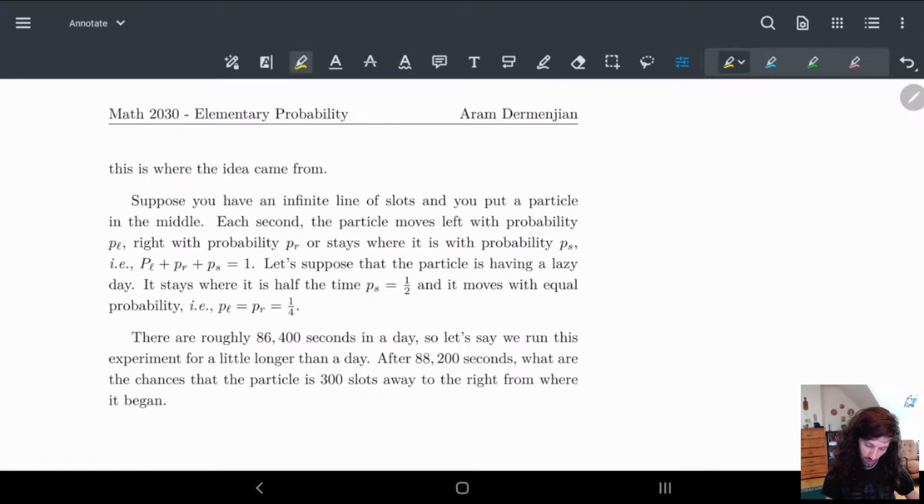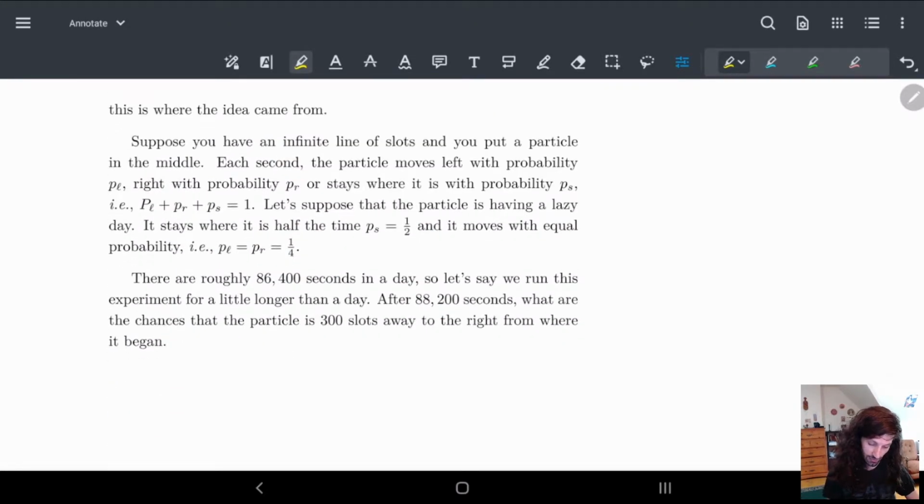And so what we do is we have an infinite line of slots. So I have spots where people can stand, and it's infinitely long. And I put a particle in the middle. Just choose wherever the middle is. It doesn't really matter. It's an infinite line, so there's technically no middle. But anyway, put a middle. And we know every second the particle moves left with probability P of L. It moves right with probability P of R. Or it stays where it is with probability P of S.